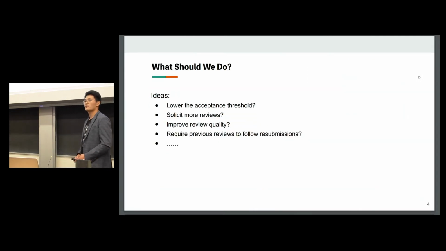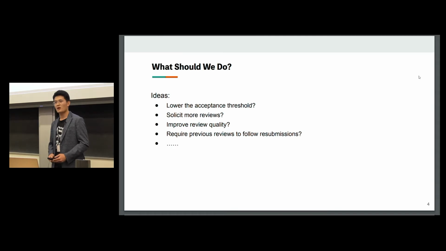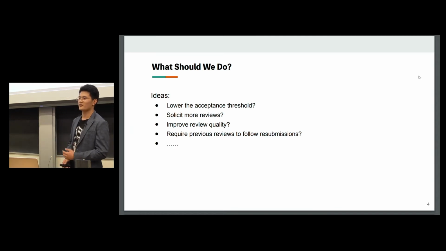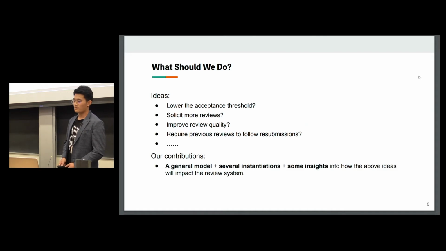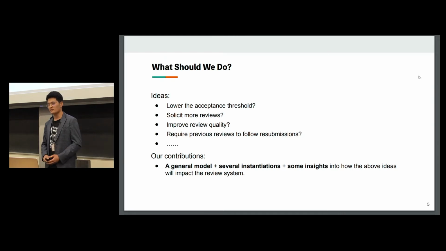So back to the question: what should we do to improve our peer review system? Here are some ideas, and some of these have actually been implemented these days. How about we lower the acceptance threshold? How about we solicit more reviews per paper? Note that it is no longer rare for a machine learning paper to be solicited with 5 or even more reviews these days. How about we improve the review quality? Here's an interesting one: shall we require reviewers to follow the resubmissions? In this paper, our main contribution is that we provide a general model and several instantiations to analyze the problem. Furthermore, we will provide some insights into how this idea would impact the review system.